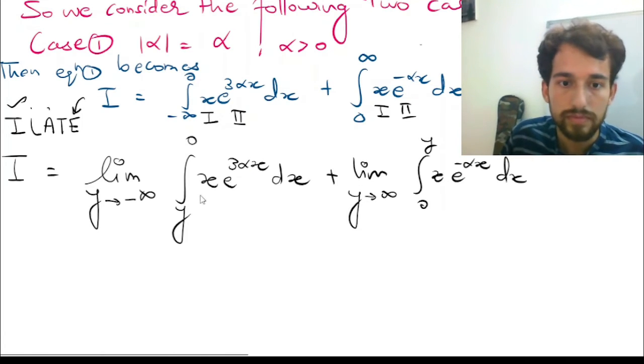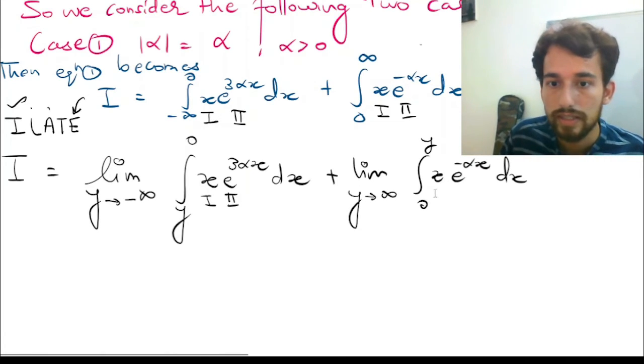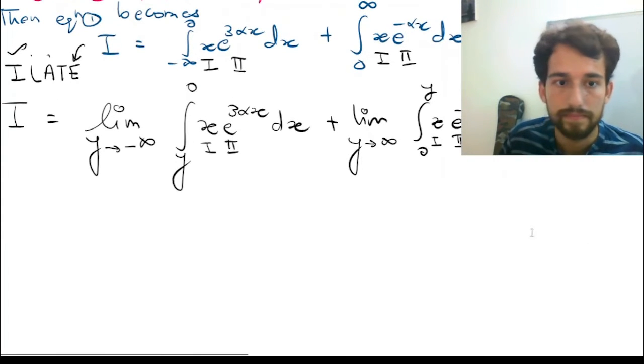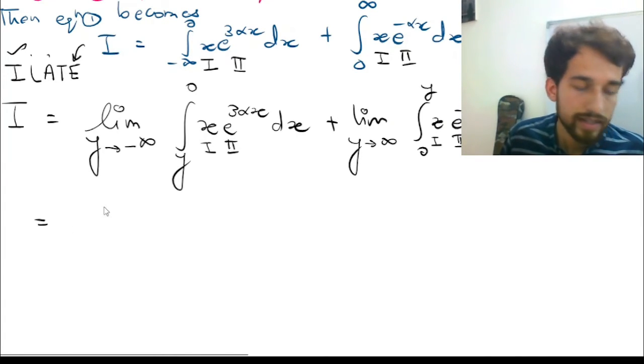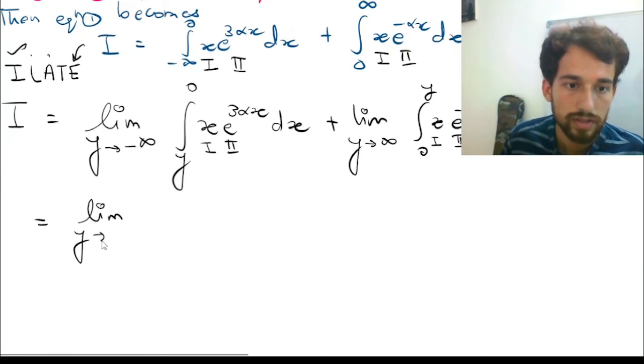Fine. This was 1, this was 2, this was 1, this was 2. Okay. Now here I am again using integration by parts. So now let me just quickly note down the solution for you.